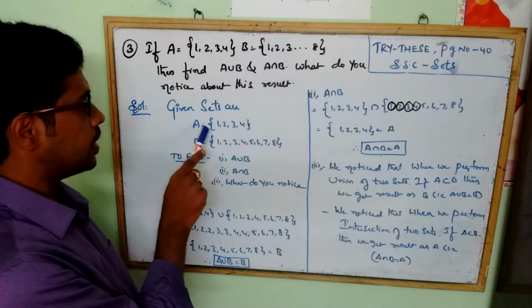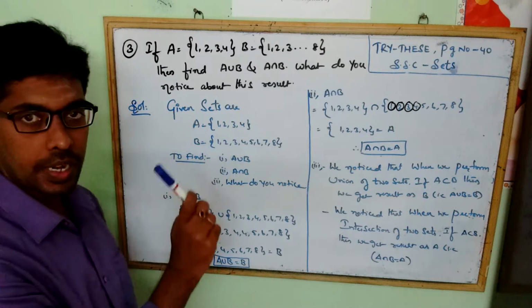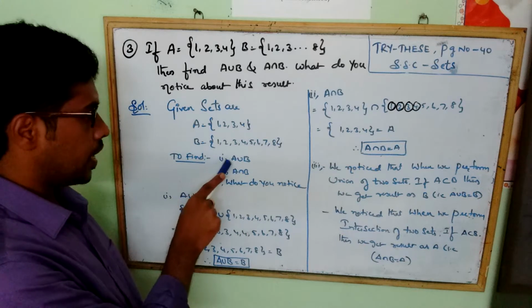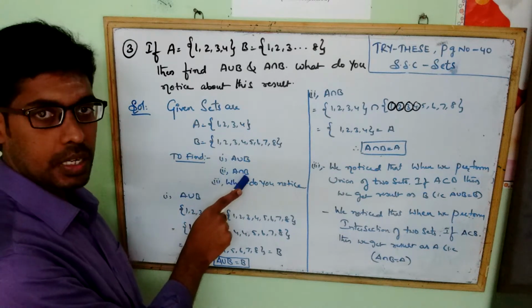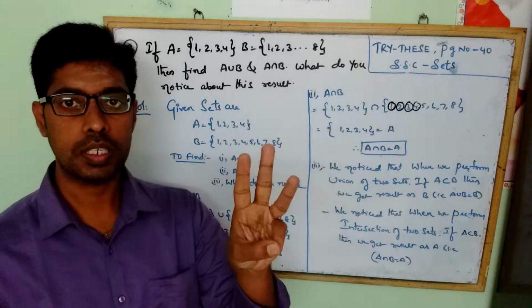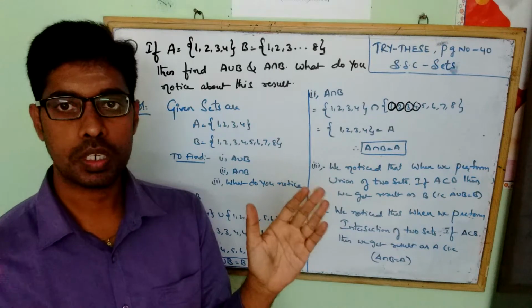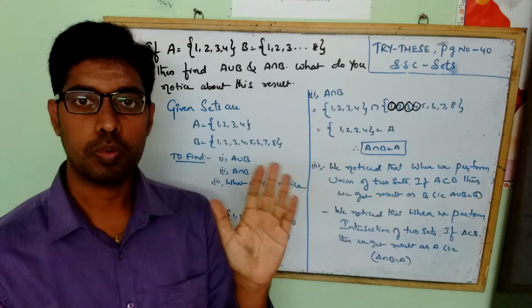Set A is {1, 2, 3, 4} and set B is {1, 2, 3, 4, 5, 6, 7, 8}, and we have to find A union B and A intersection B. And what do you notice? We have to answer these three questions in the same question. This is an essay type question, guys. These types of questions will be expected for your board exam.